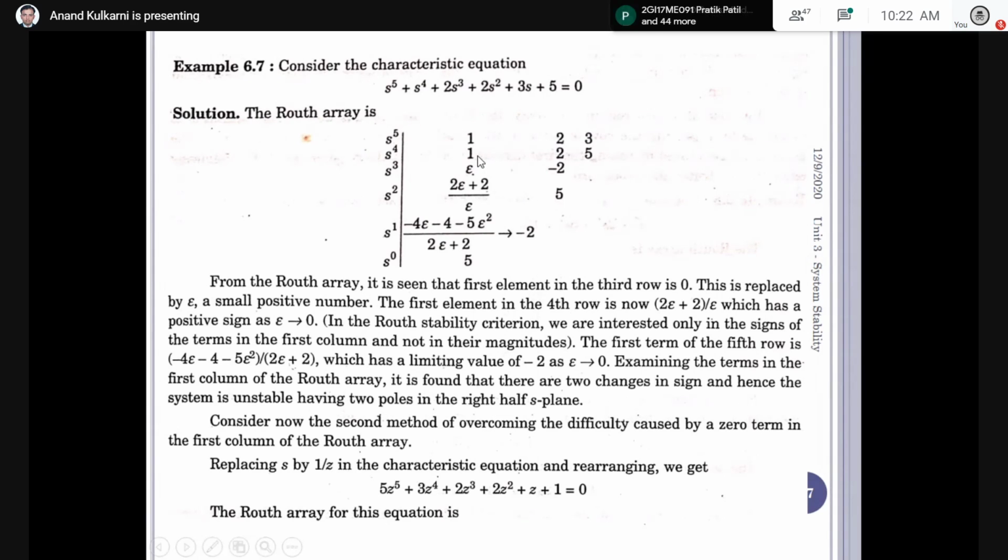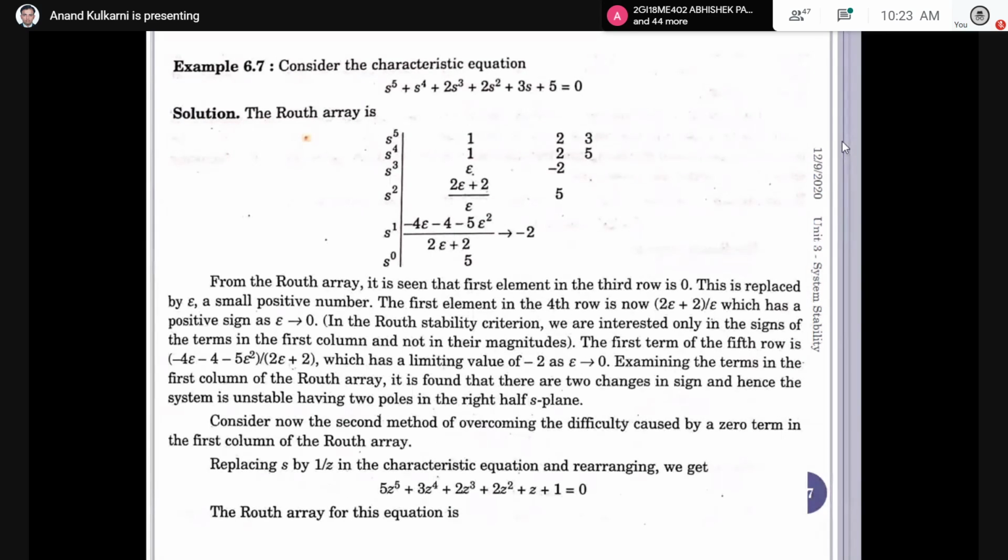Here, 1 into 3 minus 1 into 5, that is minus 2 upon 1. That minus 2 term is also there. See, here only one element is 0. This element is not 0. If the whole row is 0, it is a separate case that we'll discuss later. Here only the first column element is 0, so the treatment is different. And once the whole row becomes 0, the treatment is different. Remember that. Don't get confused.